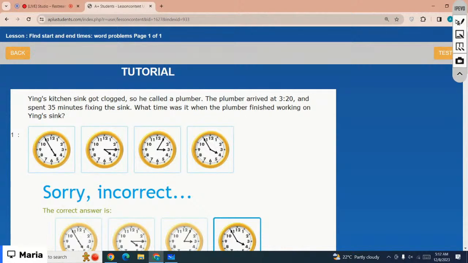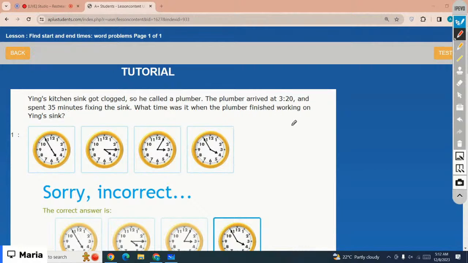The arrival time is 3:20. He arrived at 3:20 and he worked for 35 minutes. So just add 35 minutes, right? So he ended up on 3:55, right? That means he ended up on 3:55. Option number 4 is the correct option.